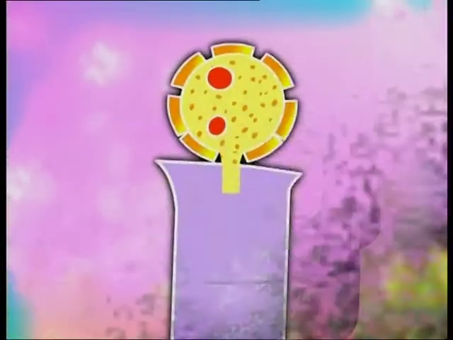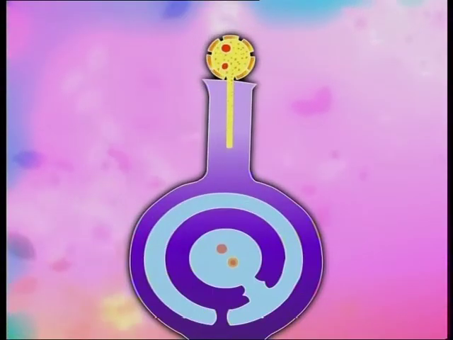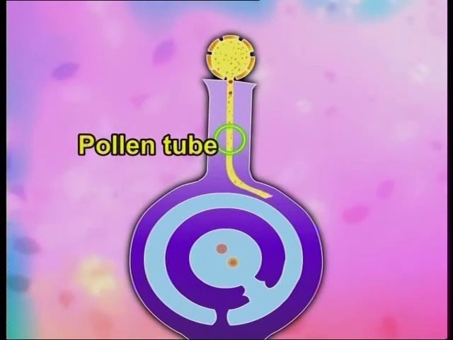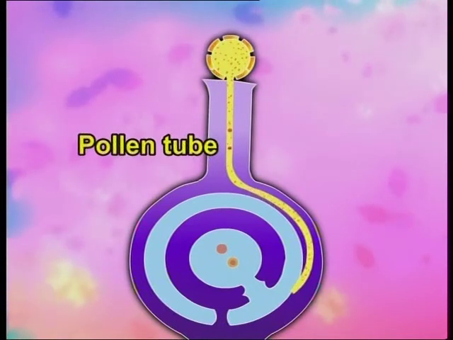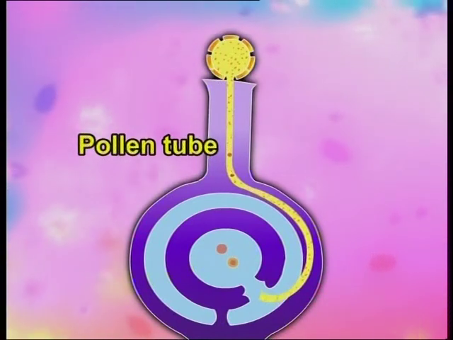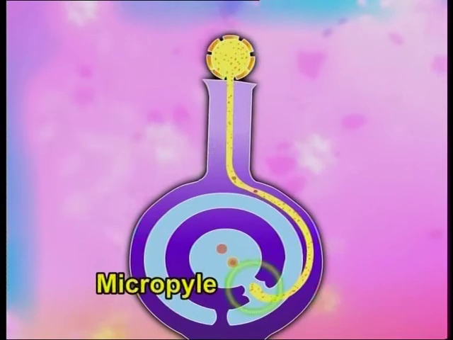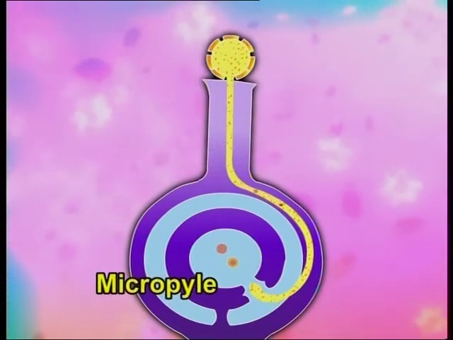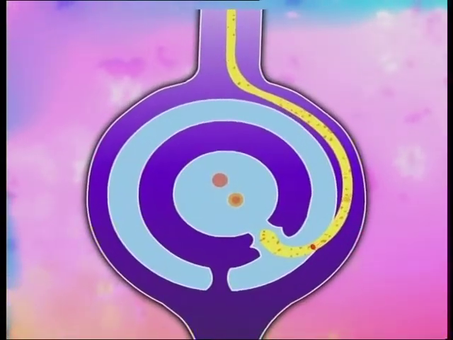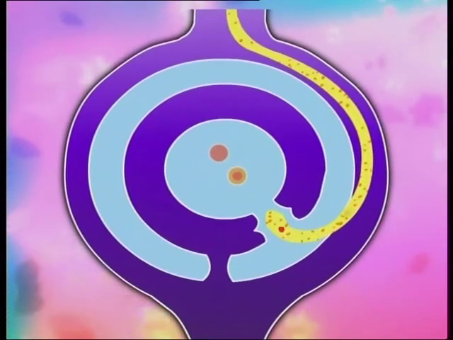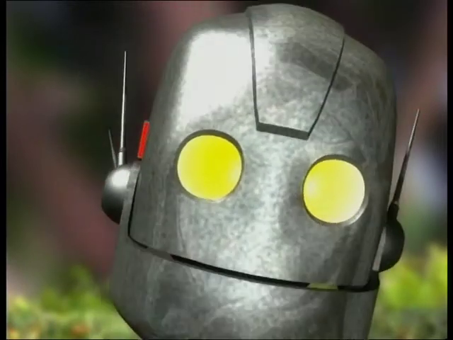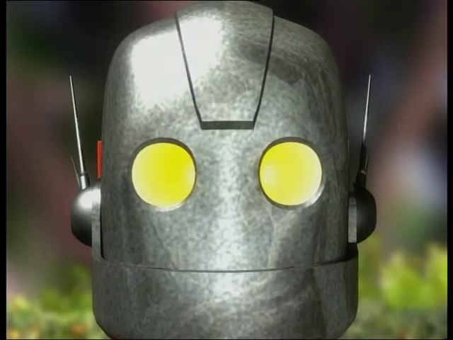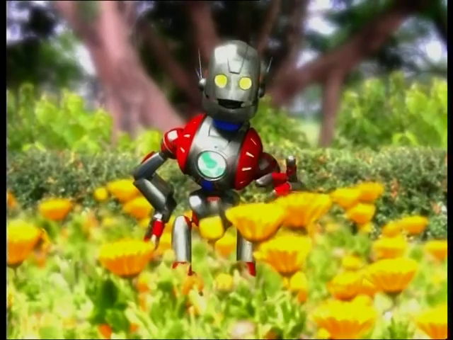Then, the pollen tube grows down the style and into the ovary, where it enters a small hole known as the micropyle in the wall of the ovule. Here, the tip of the pollen tube will absorb sap and burst to release the two male gametes. That's when fertilization takes place. Well, let me show you.